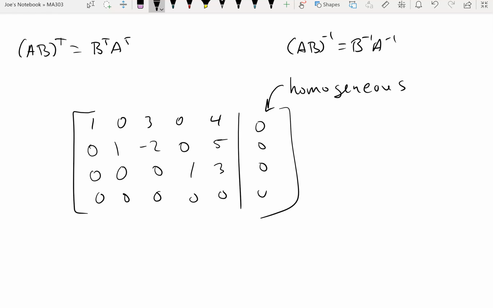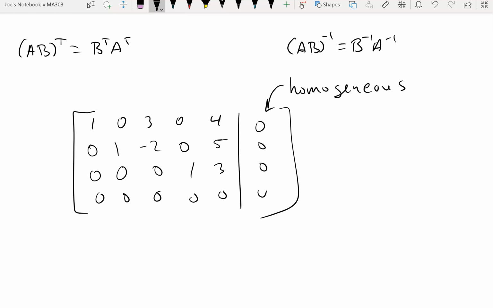Can homogeneous systems ever be inconsistent? No, because what always works? All zeros for your variables, right? So homogeneous systems are always consistent. They always have at least one solution, no matter what.